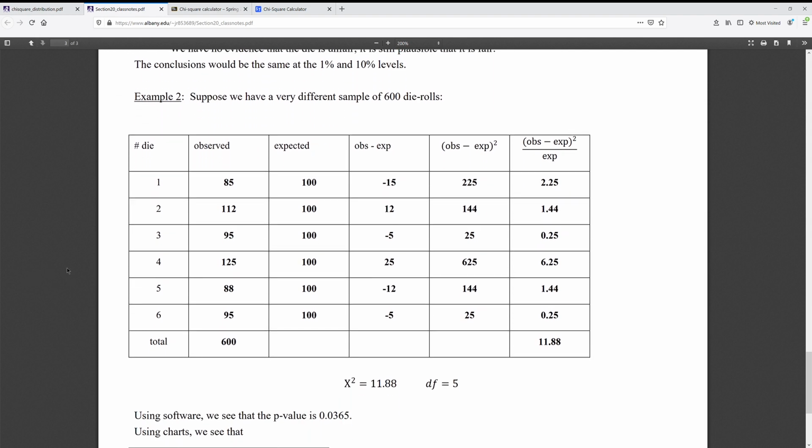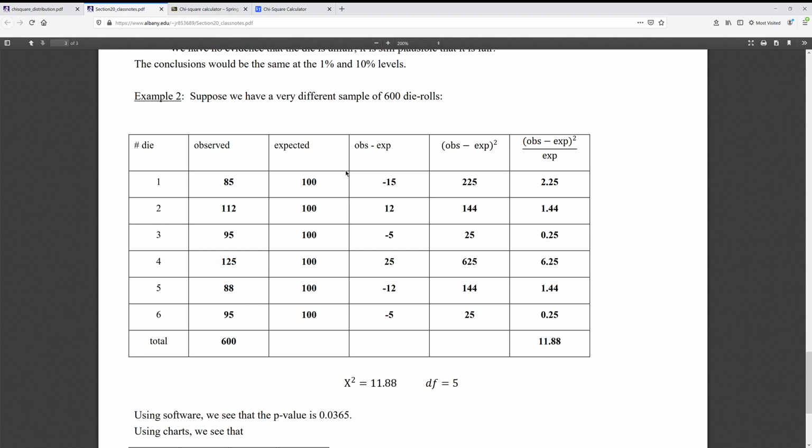Example 2, all I'm going to do is change the numbers. I'm going to take a different sample of 600 die rolls, but the superstructure of the problem plays out exactly the same way. In this case, of our 600 rolls, 85 were 1s, 112 were 2s, 95 were 3s, 125 were 4s, 88 were 5s, and the rest, 95, were 6s. As always, for 600 rolls, you'd expect 100 of each, if it were a fair die. Same H0, same HA.